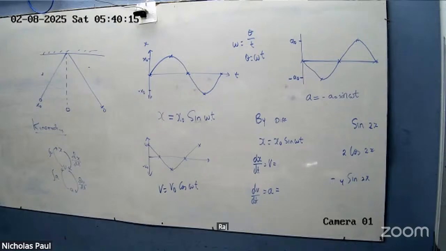What was the differential of x? How do you differentiate it?